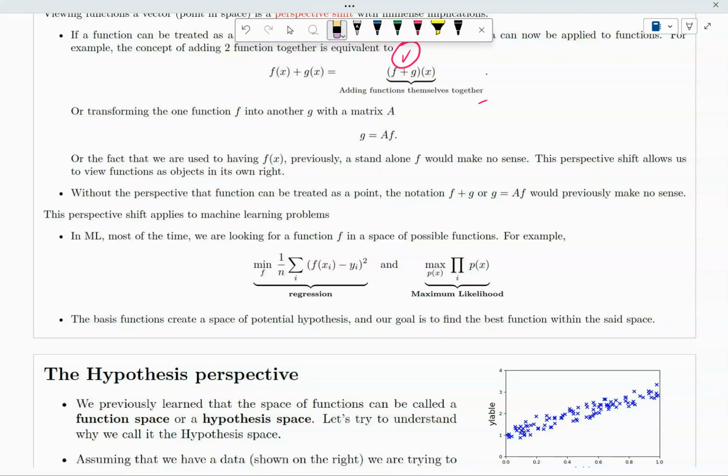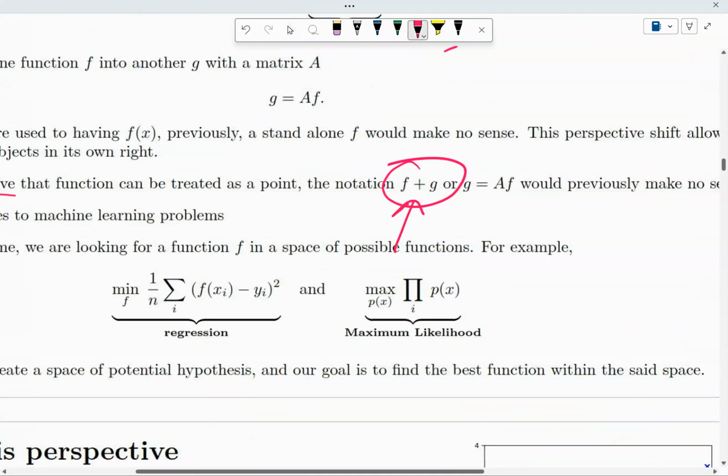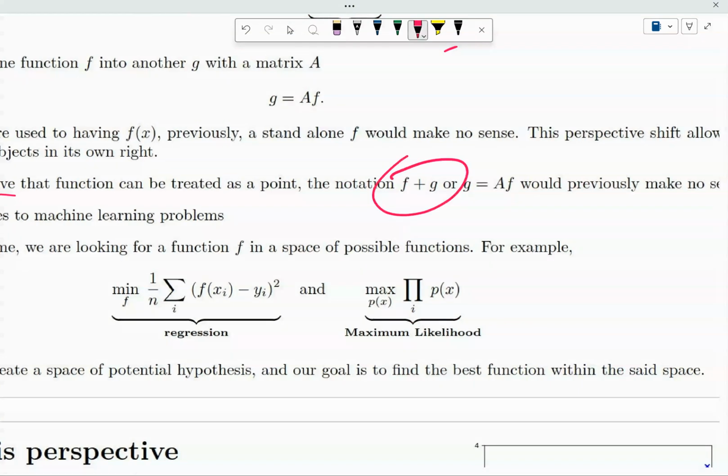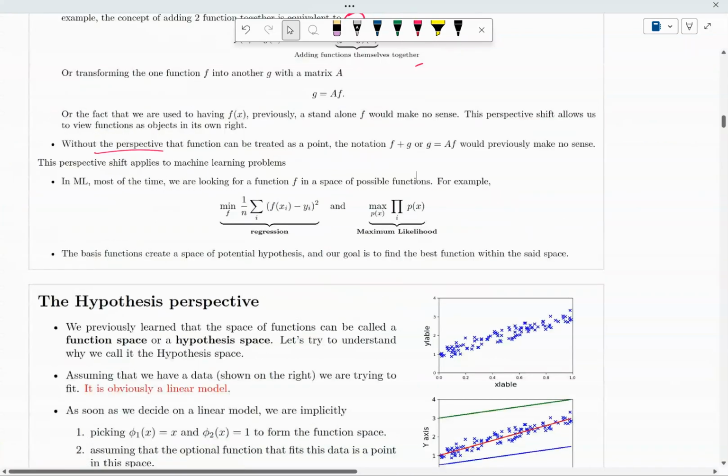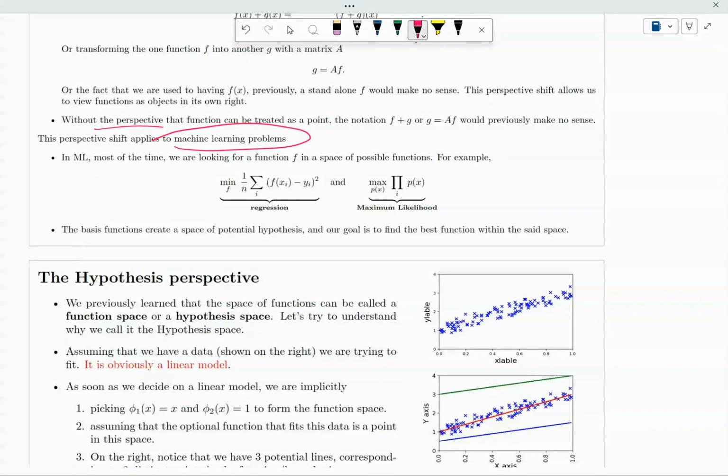So without this perspective shift, you won't understand what f plus g means. If we have two functions and you're just adding them together, previously you're not going to understand what that means. Or f times some kind of A, which is the operator, and then you transform into g. This won't really make sense either.